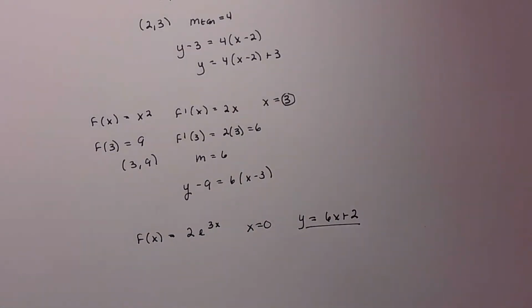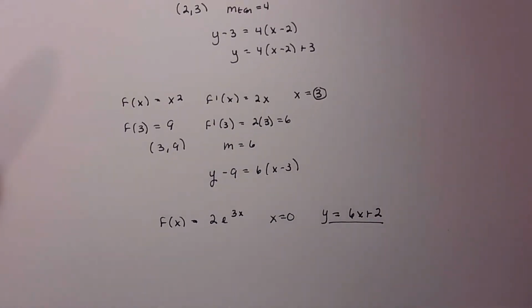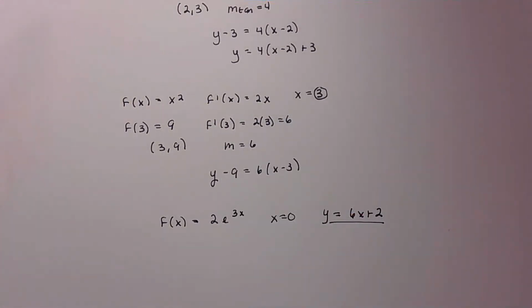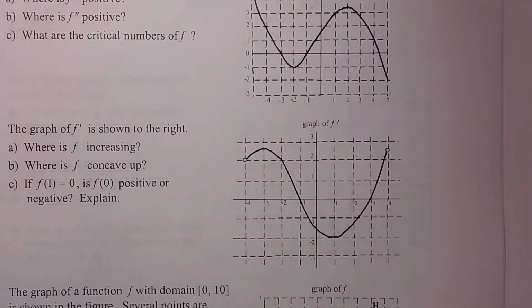It tells you to use nDeriv. You could have found the slope by using nDeriv. I think this is easier, but whatever floats your boat, whatever makes you happy. Okay, number 12 is where we get to the graphs. So I didn't get this far in the first video.